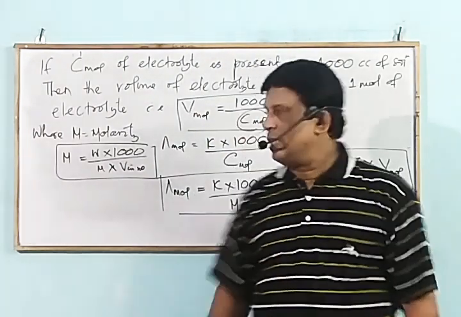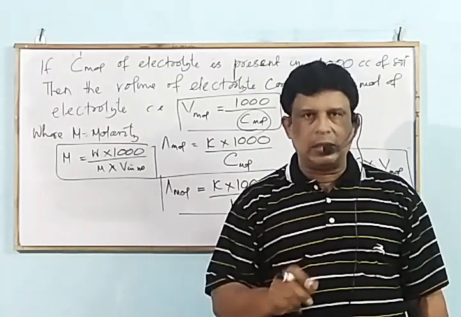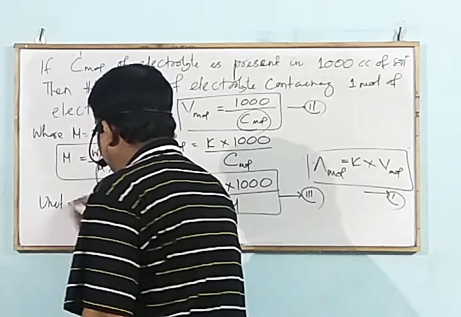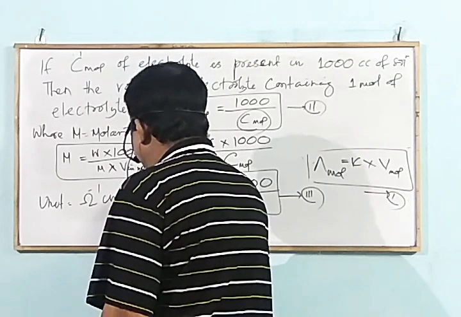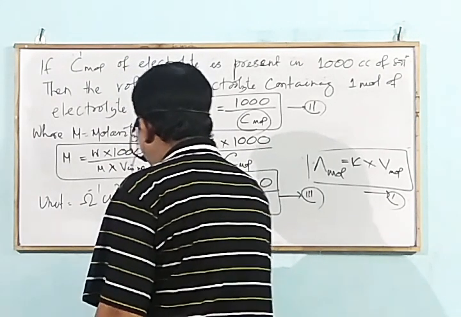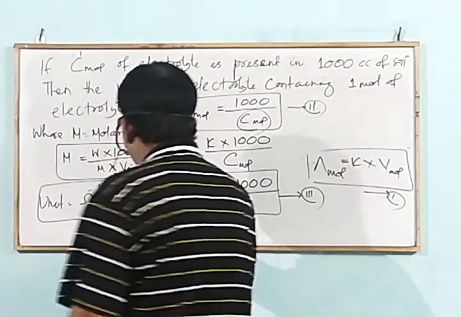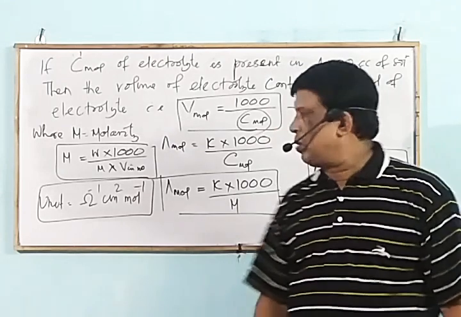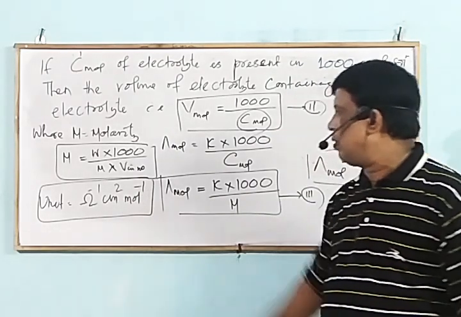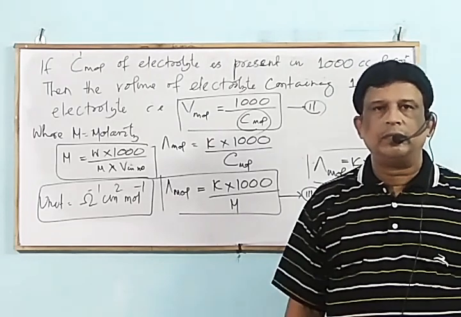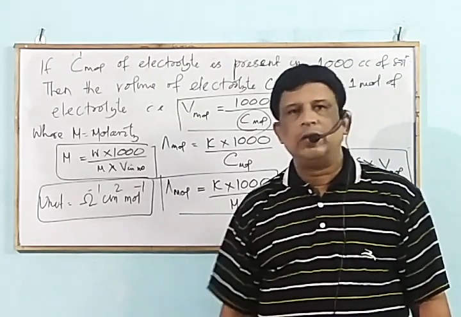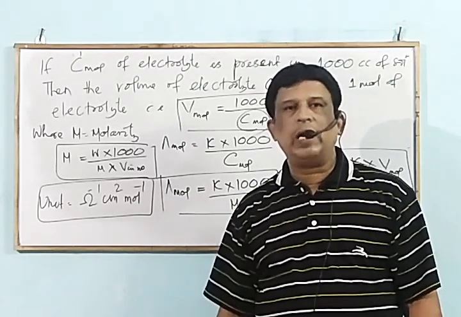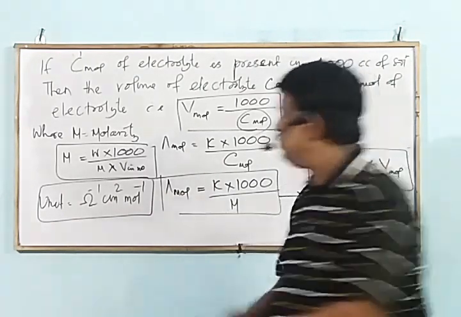So the most important thing is that, similarly to equivalent conductance, the unit of molar conductance is ohm inverse cm square mole inverse. Very important. What is the unit of molar conductance? The unit of molar conductance is ohm inverse cm square mole inverse. Next we go through solving a problem with the help of this formula: how to calculate molar conductance.